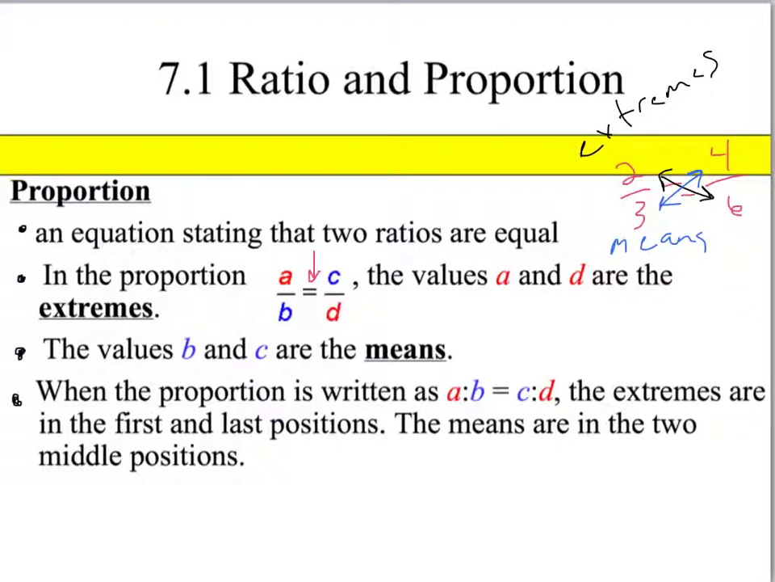And when you look at a proportion written as A to B is equal to C to D, the extremes are in the first and last position. Notice they are the red ones. Those are my extremes, and B and C are my means, the middle two. I want you to know that vocabulary between extremes and means because they do have specific names.